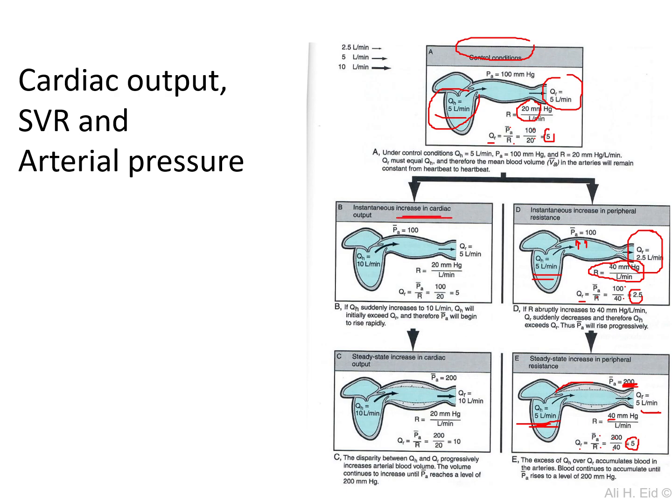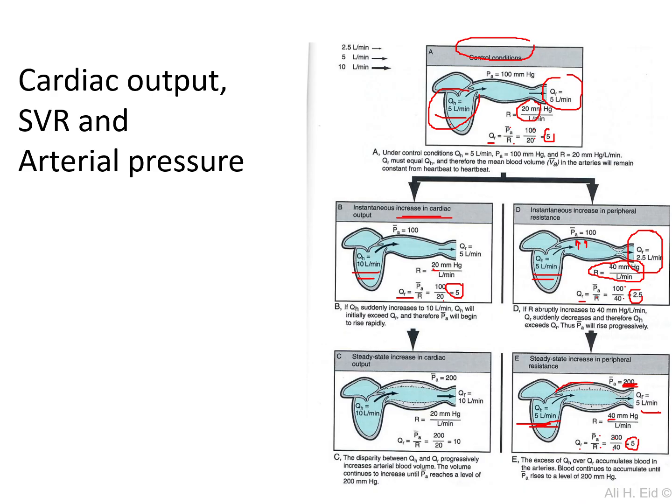Take the example of an instantaneous change in the cardiac output. We were at 5 and we went to 10 liters per minute, and the resistance is 20. If you look at this equation, Q in this case is going to be 100 divided by 20, which is 5, because the resistance did not change and the pressure was 100. So this is 5 and that's 10.